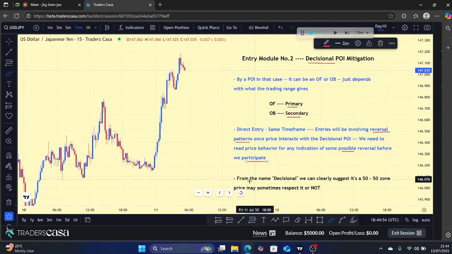So that's very important. From the name decisional, you can clearly see the name is actually talking by itself. Decisional, we can clearly suggest that it's a 50-50 zone. Yeah, decisional POI is a 50-50 zone. This means that price may sometimes respect it or not. This means that price may react from the decisional POI, or price may not react from the decisional POI.